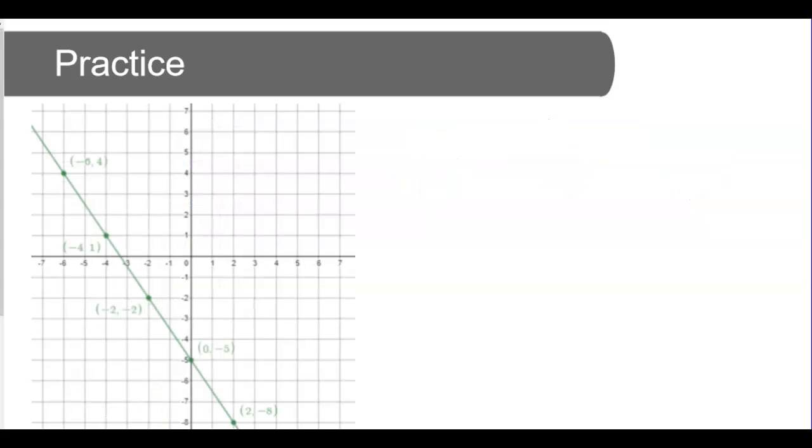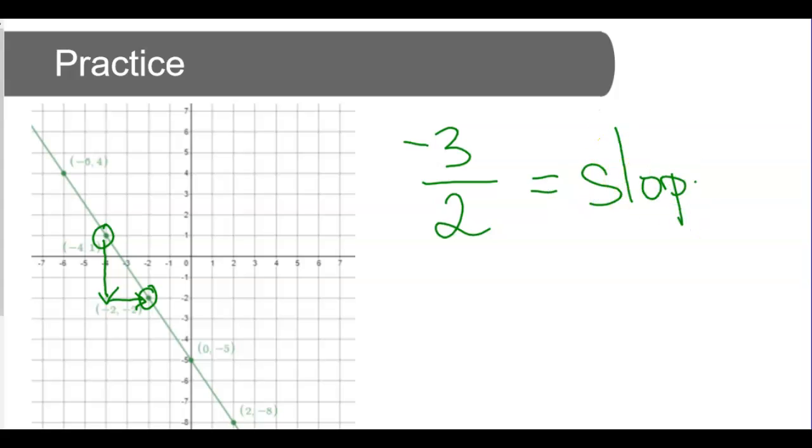All right, why don't you try this one? I'm going to choose the 2 middle points, but you could choose any points you want. So (-4, 1) and (-2, -2). When I look at this, I go down 3. So that's going to be a negative 3. And I go to the right 2. Going to the right is positive, so my slope is negative 3 over 2.